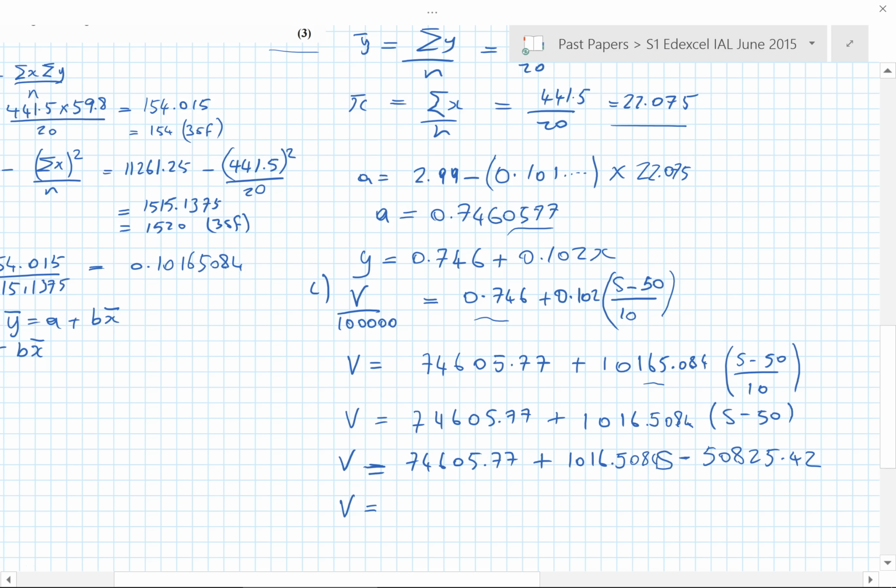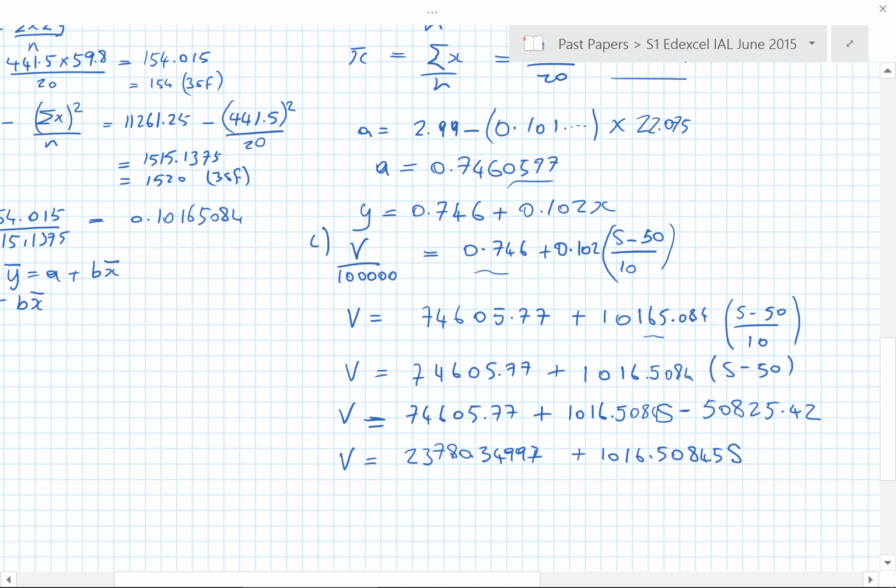So that makes it, when I combine those two together, I will get 23780.34997 plus 1016.50845S. A little bit over the top with the number of significant figures. I'd probably round that at this stage now.